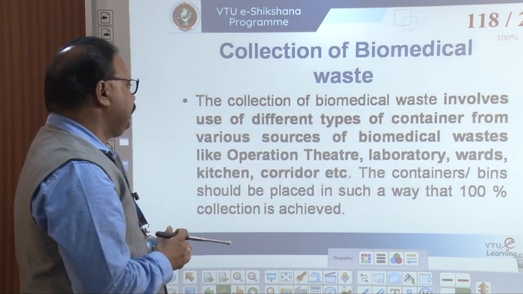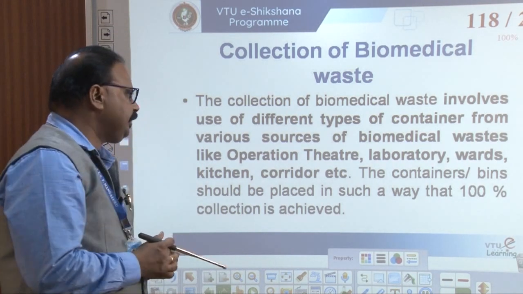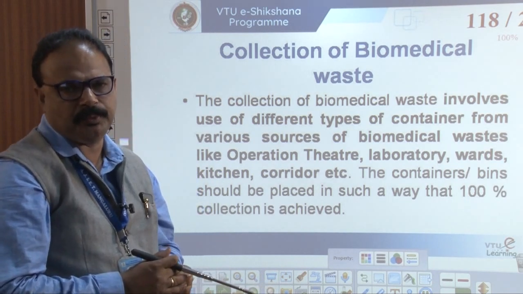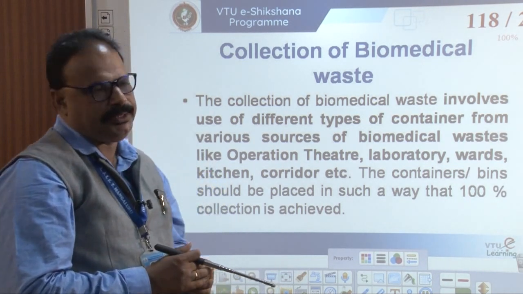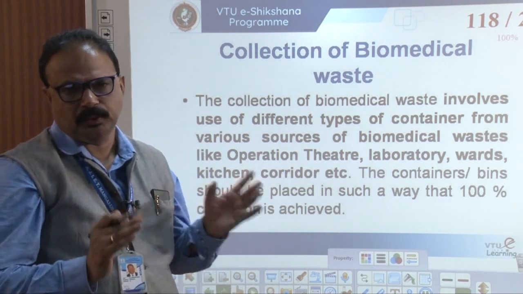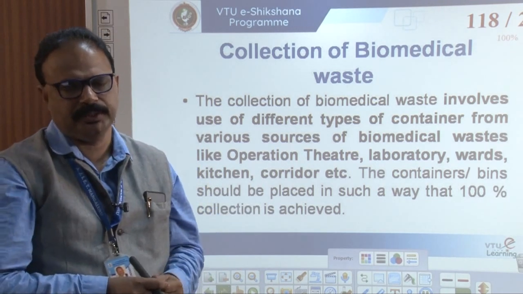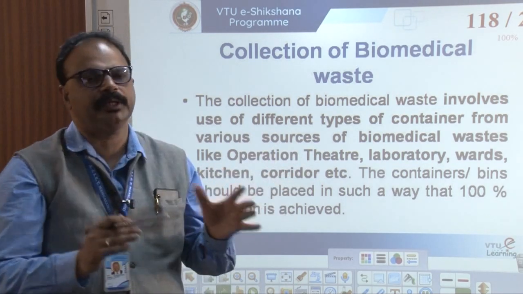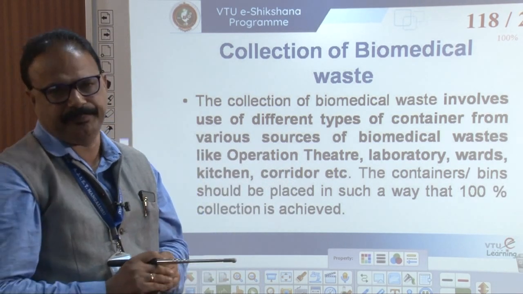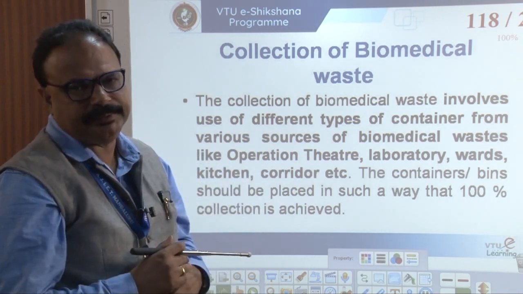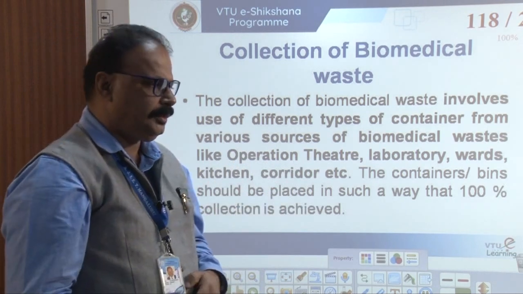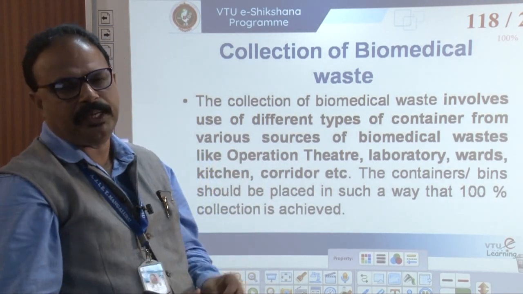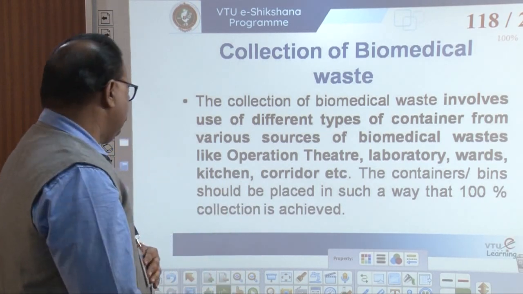Okay. Now, collection of biomedical waste involves different types of containers from the various sources, like operation theater, laboratory, ward, kitchen, corridor; container bins should be placed with 100% of a collection agent. See, in the hospital, the collection of the waste is in different types of containers, like operation theater with one container with a different colored bag, laboratory, ward, everything, different colored bags are used for the collection system. For body parts, one bag, yellow color bag, another blue color bag, a white color bag, and a red color bag. Different types of colored bags are used for the collection of biomedical waste.